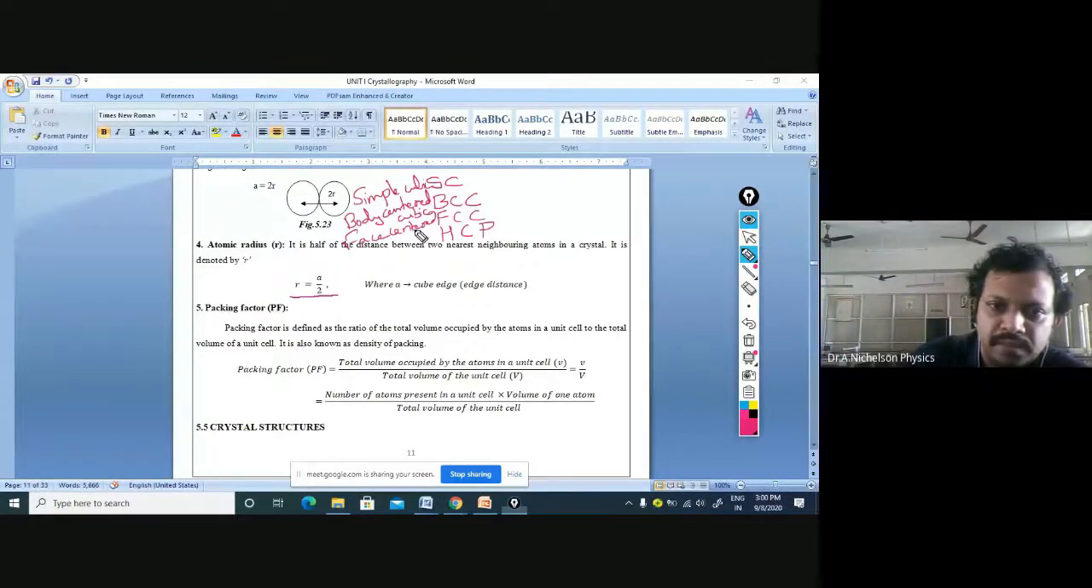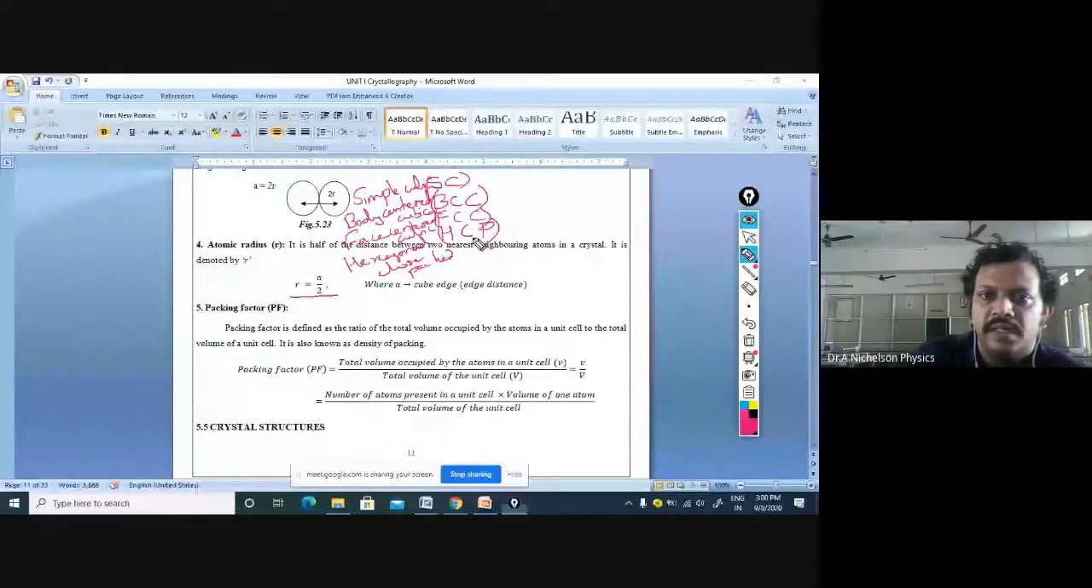Then hexagonal closed pack structure. Hexagonal closed pack. So these are the abbreviations of that. Okay, so totally 4. Let us study these 2 today: simple cubic and body centered cubic.